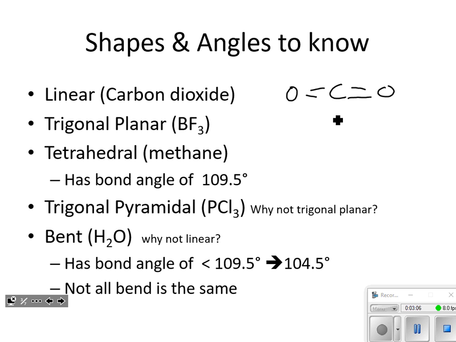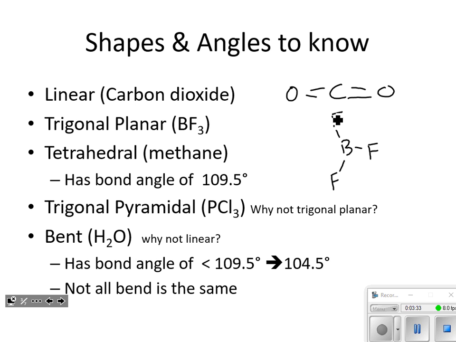If I kind of draw all over the slide, carbon dioxide, again, is a pretty simple example of a linear, double bonds on both sides. Boron trifluoride, not only is that a good example of trigonal planar, but it's also a good example of something that has an incomplete octet. So that was one of the ways that the octet rule is disobeyed.